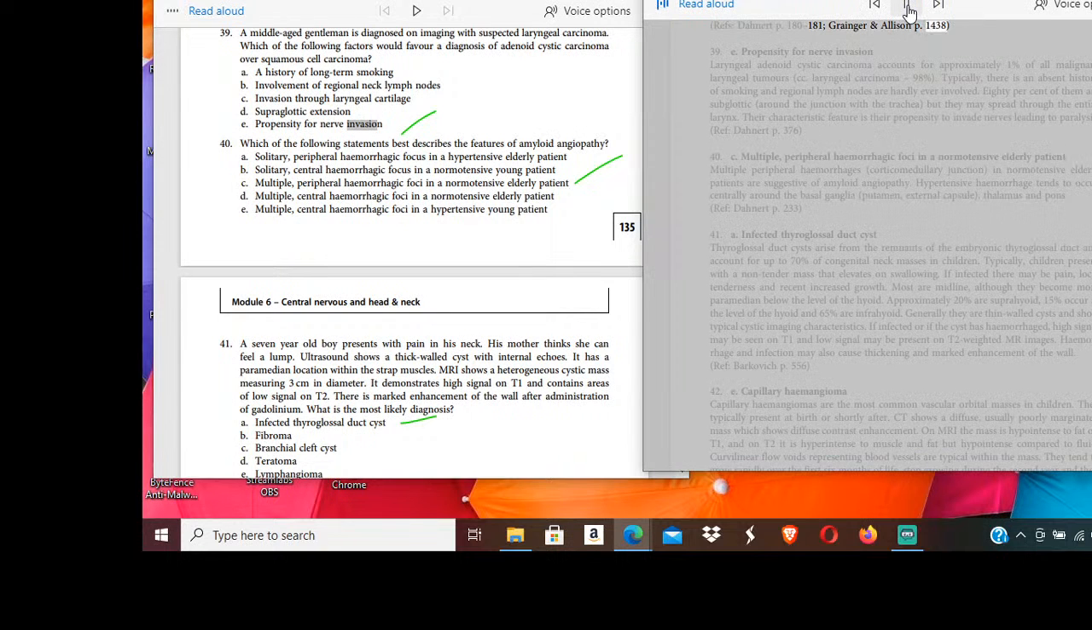39. E. Propensity for nerve invasion. Laryngeal adenoid cystic carcinoma accounts for approximately 1% of all malignant laryngeal tumors, with squamous cell laryngeal carcinoma accounting for 98%. Typically, there is an absent history of smoking and regional lymph nodes are hardly ever involved. 80% of them are subglottic, around the junction with the trachea, but they may spread through the entire larynx. Their characteristic feature is their propensity to invade nerves leading to paralysis. Ref. Dähnert P. 376.